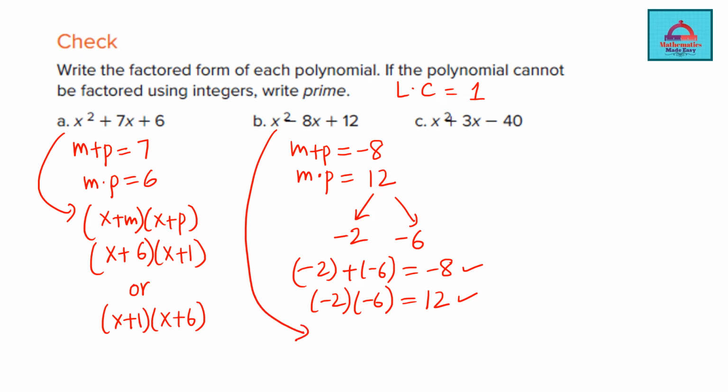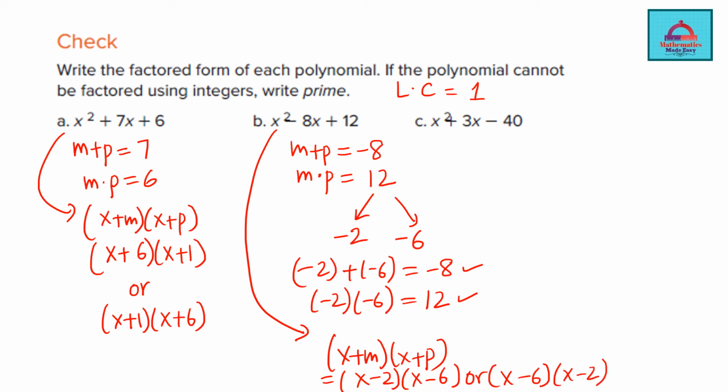So the factorization of this would be x plus m multiplied with x plus p, which is equal to x minus 2 multiplied with x minus 6. Or again, you can change the order and write x minus 6 first and x minus 2 later. Let's do the last one.